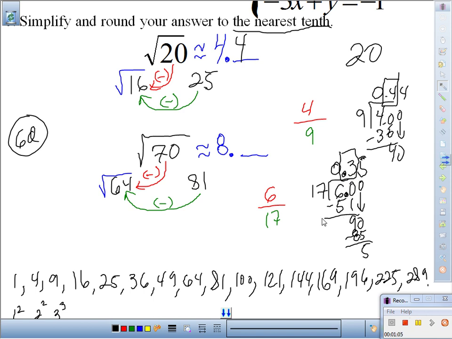So does the 3 stay a 3? No, it goes up because this one is 5 or greater. So it goes up to a 4. So the square root of 70 is approximately 8.4.